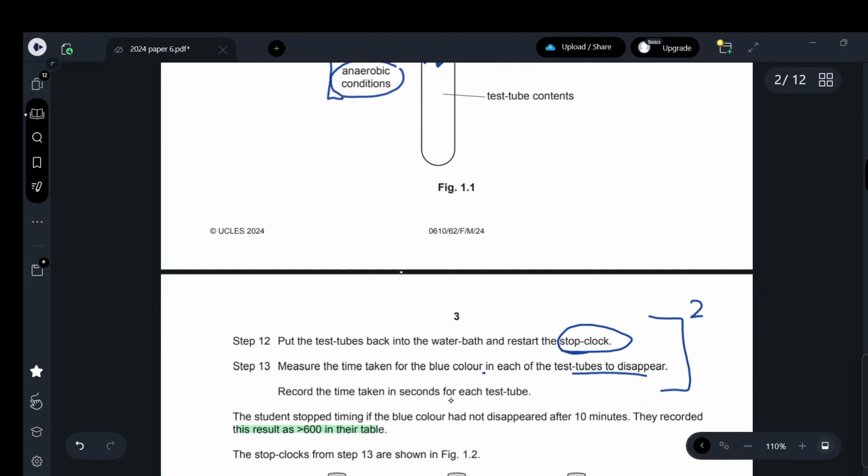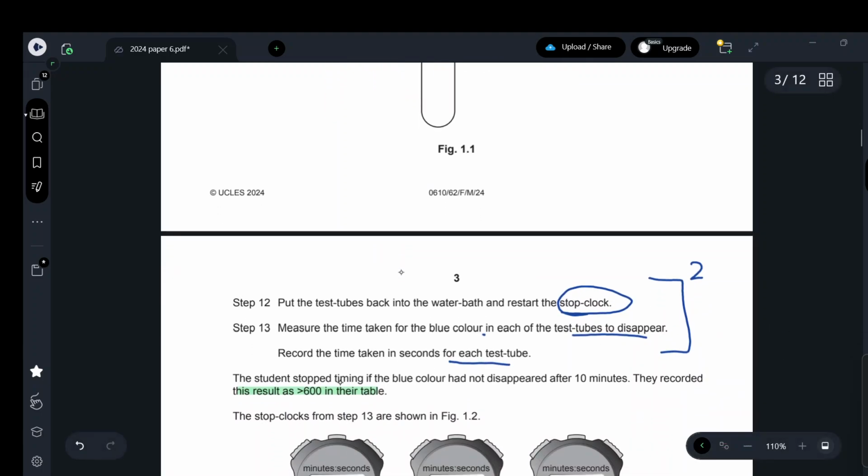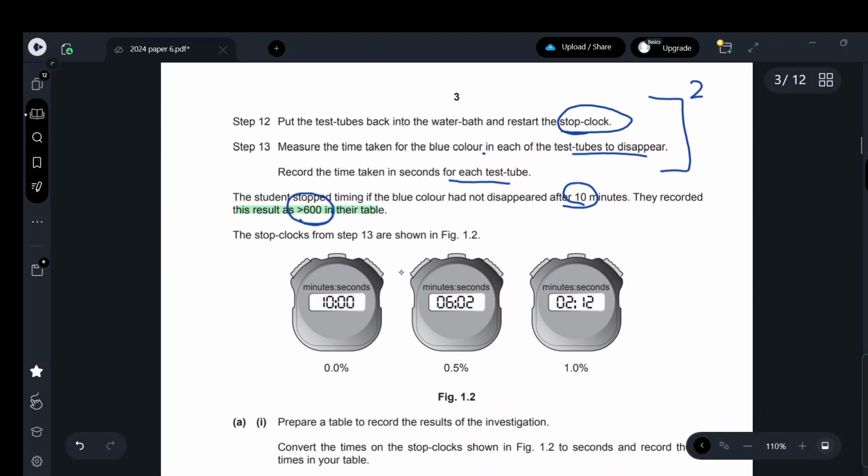Record the time taken in seconds for each test tube. The students stopped the time if the blue color had not disappeared after 10 minutes, and they recorded the result as more than 600. Okay, he gave me the results. These are the results for each test tube. This one, until 10 minutes, did not change, so I will write more than 600. This took 6 minutes 2 seconds, this 2 minutes 12 seconds. Prepare a table. Of course, he wants you to convert the minutes to seconds.